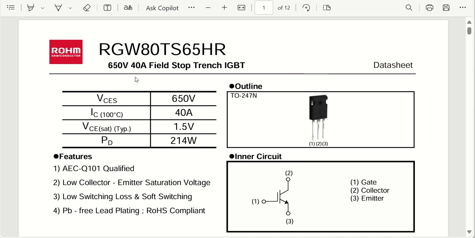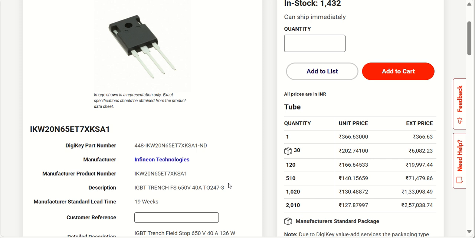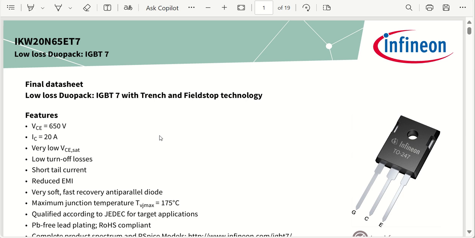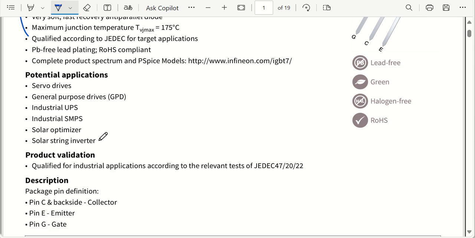There are several data sets that I have found and identified for you guys. So you can always have a reference for them for your IGBT selection. So this is from Infineon, which is having 40 amperes current rating with 650 volt. And there also, the same way what I have explained right now, like the data sheet of ROHM semiconductor, in the same fashion, you will have a lot of understanding of the features that are there, and then potential applications. Generally these days all the manufacturers are giving you the applications, like we have servo drivers, general purpose drivers, we have industrial UPS, we have SMPS, we have solar optimizers or solar string inverters and all.